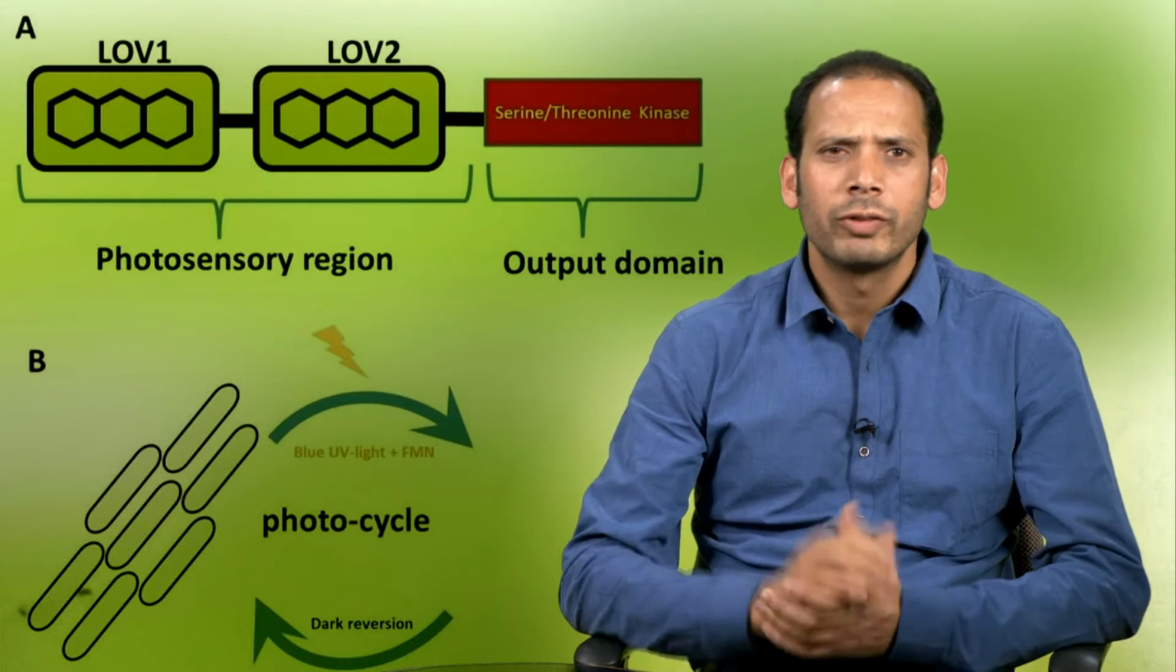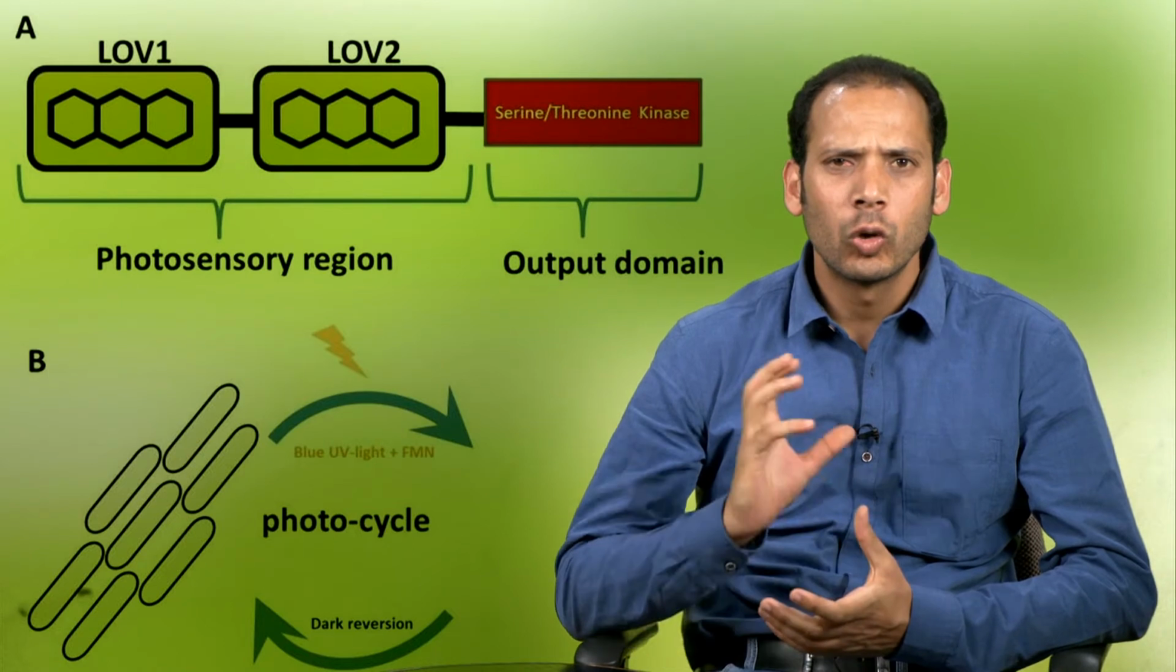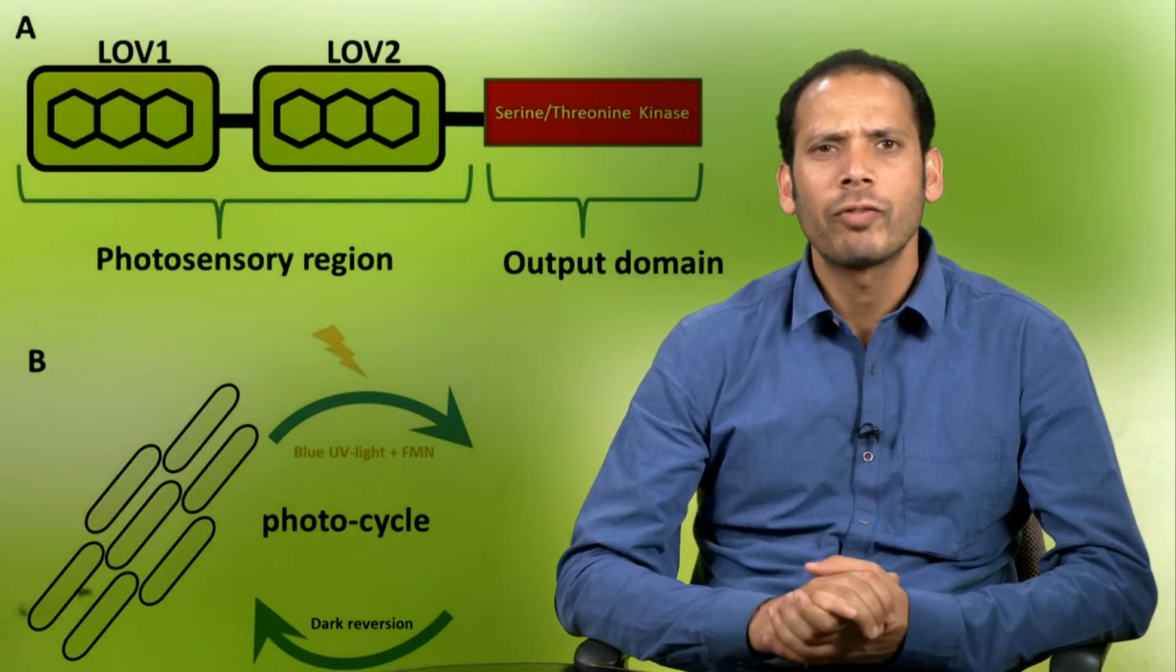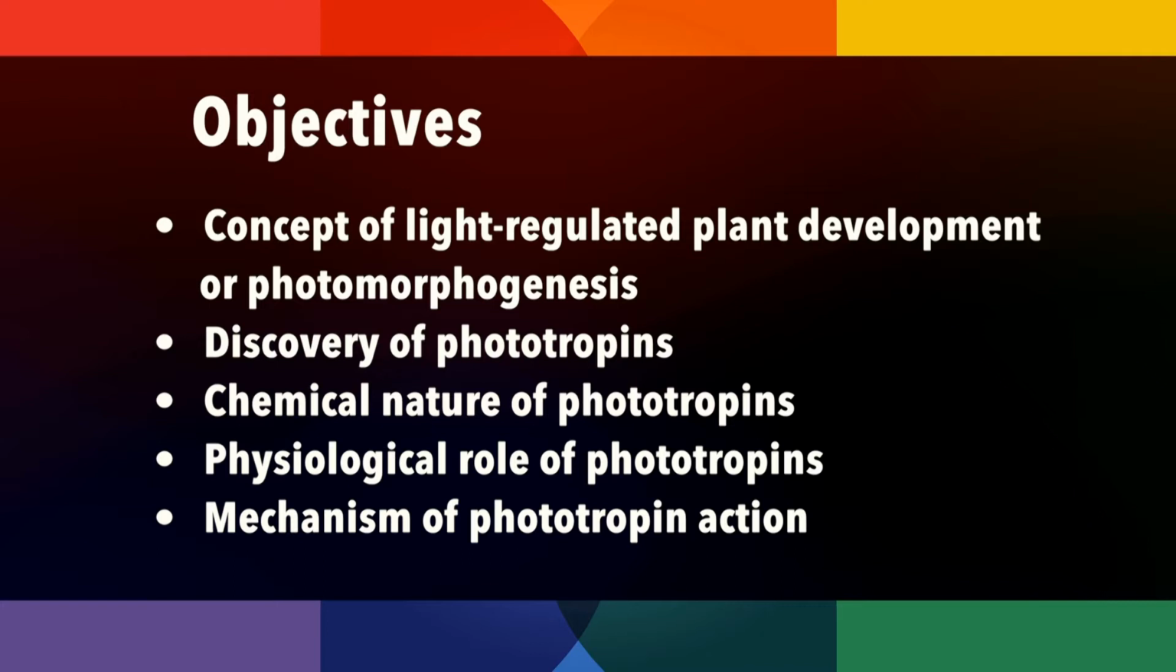Dear friends, today we are going to discuss the topic phototropins: discovery, chemical nature, role in photomorphogenesis and the mode of action. The following objectives will be discussed during the present study: number 1, to learn about the concept of light regulated plant development or photomorphogenesis; number 2, to acquire knowledge about the discovery of phototropins; to know about the chemical nature of phototropins; to gain an insight into the physiological role of phototropins; and last, to understand the mechanism of phototropin action.